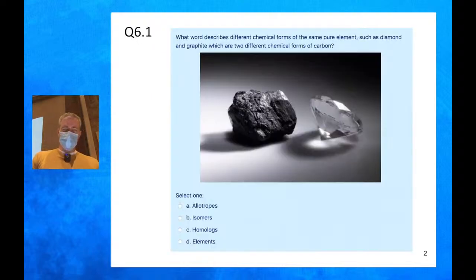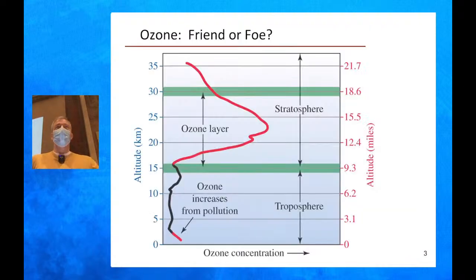What word describes different chemical forms of the same pure element, such as diamond and graphite, which are two different chemical forms of carbon? Allotropes, isomers, homologs, or elements. So yeah, this one should be straightforward at this point in the course. Start off with a bang.